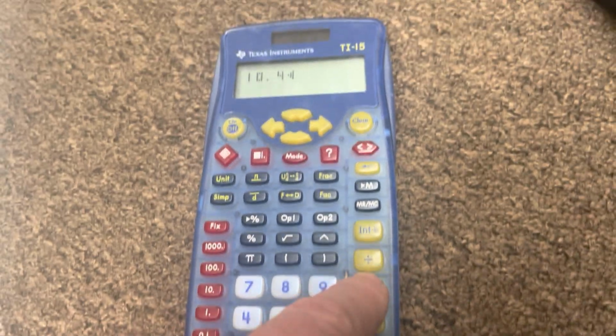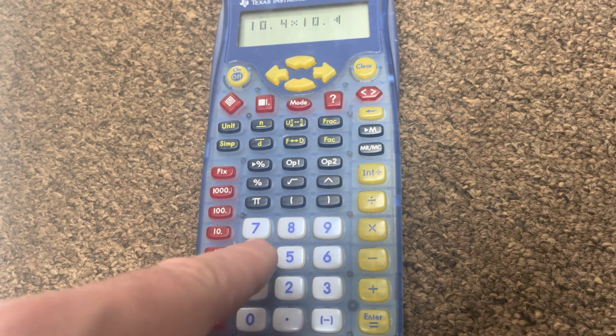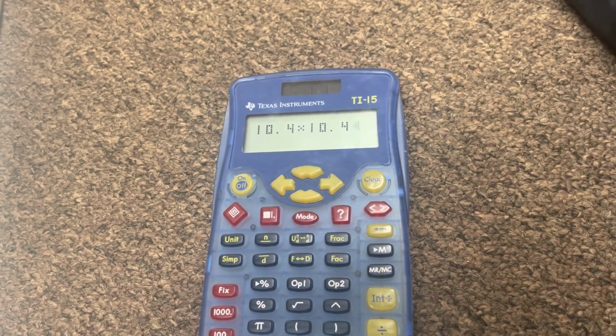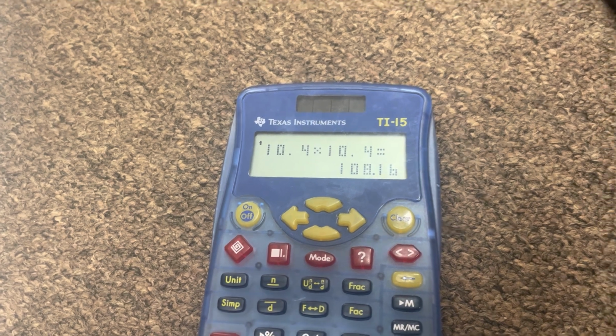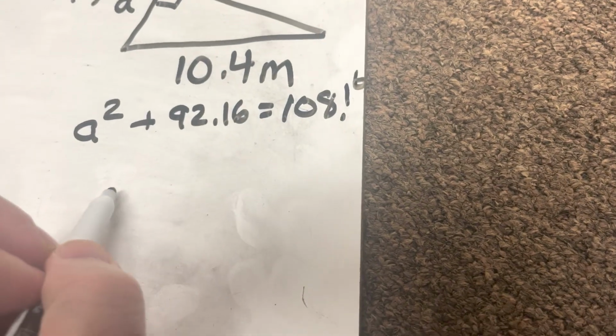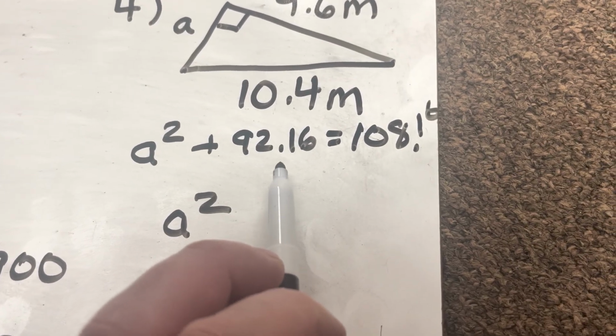10.4 times 10.4. And that's going to equal 108.16. So here we go, 108.16. But now I'm going to isolate the A squared by subtracting 92.16 from both sides.